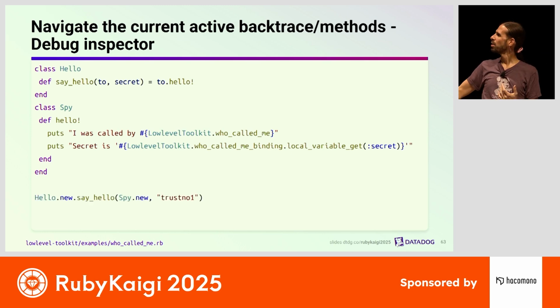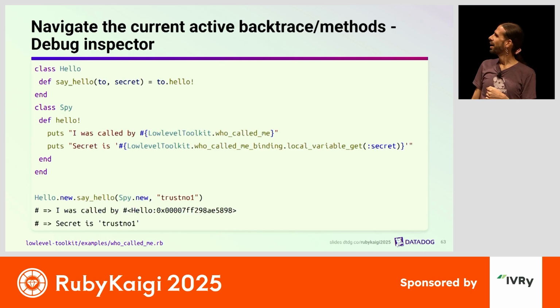And so when we create a new instance of hello and tell it to say hello to the spy, and then we give it a secret, trust no one, the spy is able to say, this is the object that called me and this is the secret of the object. And you can see how otherwise this would never be something that you could do in Ruby.